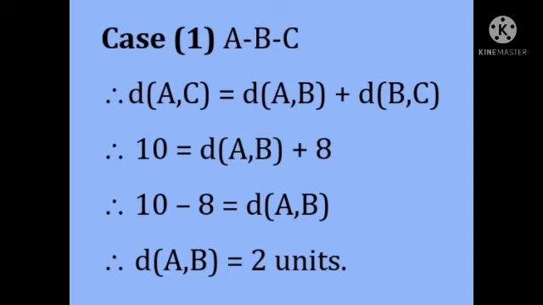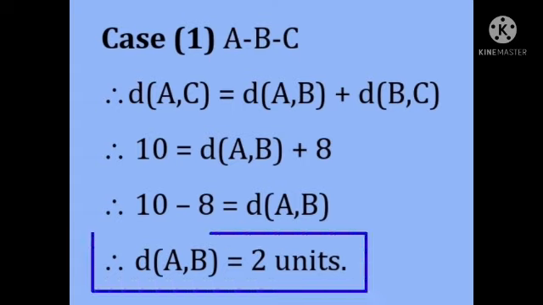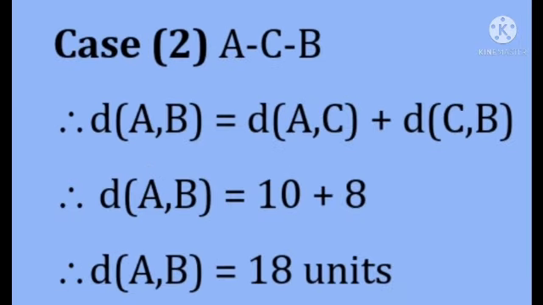Therefore, distance of AC is equal to distance of AB plus distance of BC. So, distance of AC, they have given 10, is equal to distance of AB plus 8. Therefore, distance of AB is equal to 10 minus 8, which is equal to 2. Therefore, distance of AB is equal to 2 units. Now, we will go through case 2.